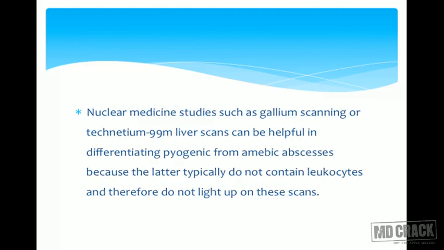Nuclear medicine studies such as gallium scanning or technetium-99 liver scans are helpful in differentiating pyogenic from amoebic abscesses because the latter typically do not contain leukocytes and therefore do not light up on the scan. So pyogenic liver abscesses will have leukocytes and amoebic liver abscesses would not have leukocytes. So on nuclear medicine, gallium or technetium scan, the amoebic liver abscesses would not light up.